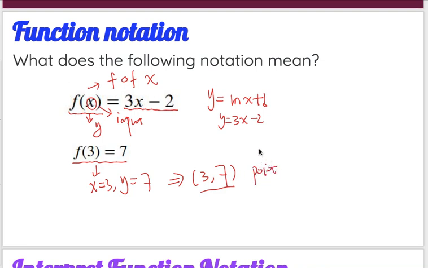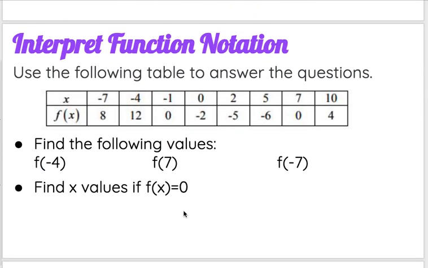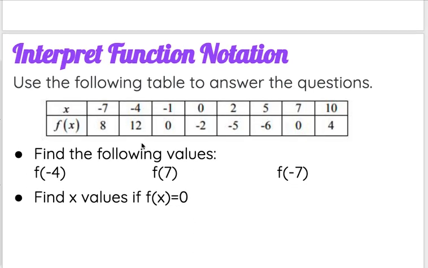So as you can see, function notation is a very simple symbol, but we can read a lot of information just by looking at the input and output. We can also connect the information to its graph. So the very first thing, we are going to interpret the function notation through its table. As you can see, we have a function table here. We don't know if this is a linear function or what, but no matter what kind of function, we can always use a table to figure out certain values.